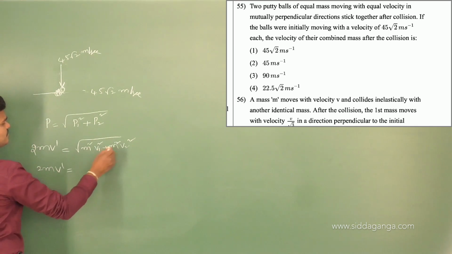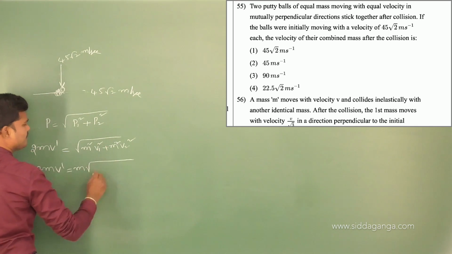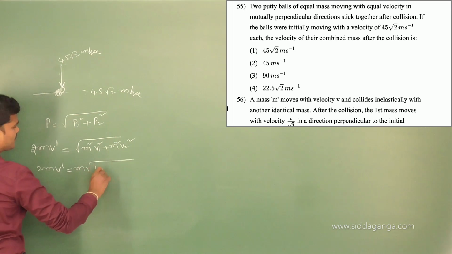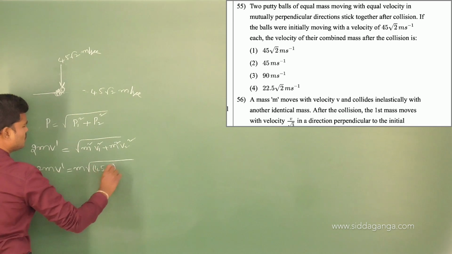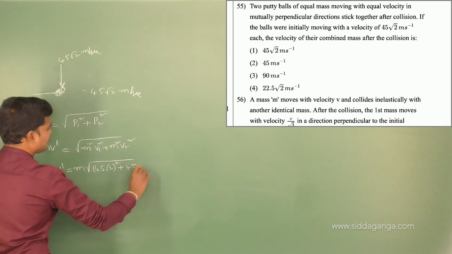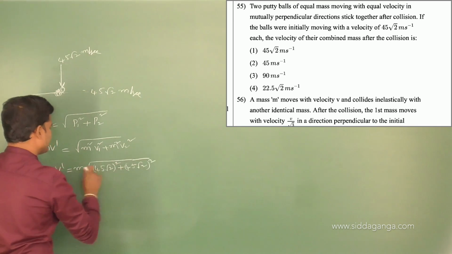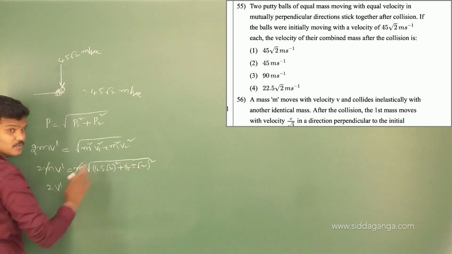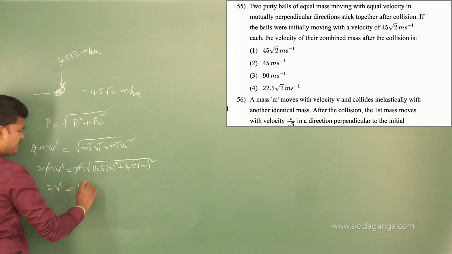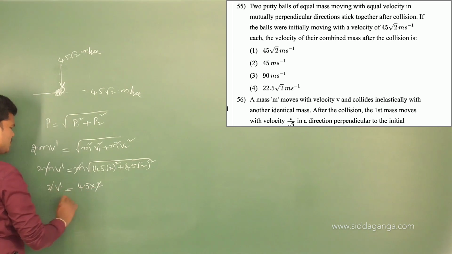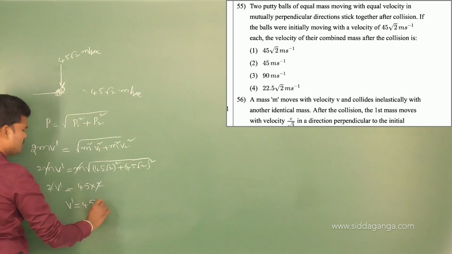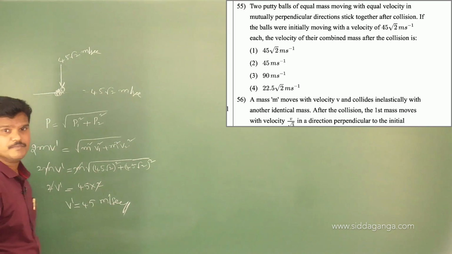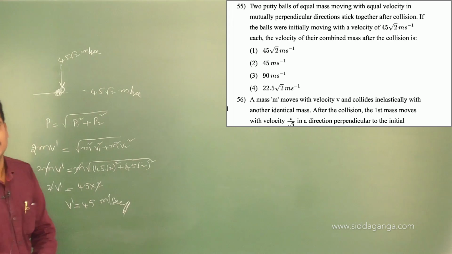Here m square you can write outside. What is v1 square? 45 root 2 whole square. So 45 root 2 whole square, plus 45 root 2 whole square. M gets cancelled. 2 v dash, 45 root 2 square plus 45 root 2 square means you will get 45 square into 2. 2 gets cancelled. V dash is equal to 45 meter per second. So the second option is the correct one.